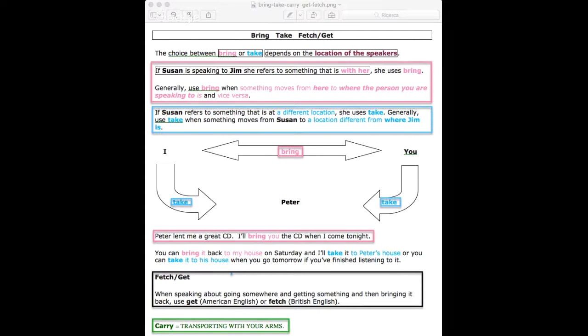So if you can see the diagram, we've got Peter, who's somebody we're not actually talking to. And if you look at the diagram, I take something to Peter, but I'm not talking to Peter, I'm talking to Jim. And Jim, who's now indicated by you, could also be taking something to Peter, but we're not actually talking to Peter. In fact, it says here, generally use take when something moves from Susan to a location different from where Jim is.